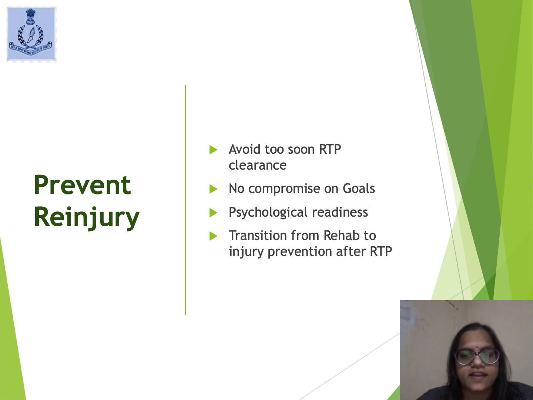Fine, your athlete has returned to play. Now the most important point which needs to be attended to is to prevent re-injury. How can one prevent re-injury? By avoiding too soon return to play clearance and no compromise on goals. If you are compromising on goals, then there is a likelihood of injury. Psychological readiness or mental fitness of the athlete is also essential to prevent re-injuries.